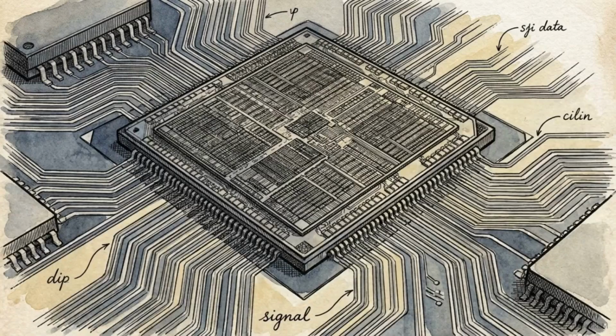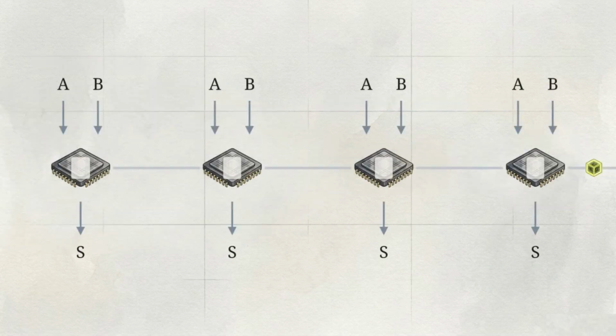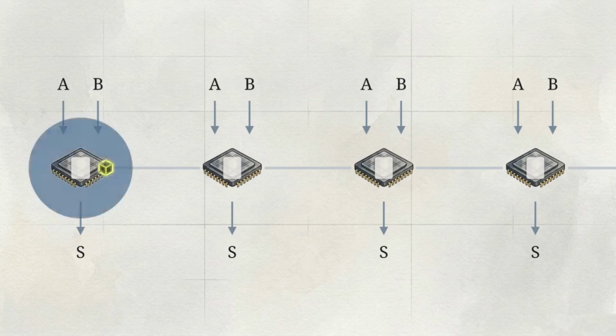A modern processor runs at billions of cycles per second, yet it can be slowed down if its data is forced to wait in a single-file line to complete basic addition. In a standard ripple carry adder, the final stage cannot output its sum until the carry bit moves sequentially through every preceding block. Stage 2 waits for Stage 1, Stage 3 waits for Stage 2, and so on.